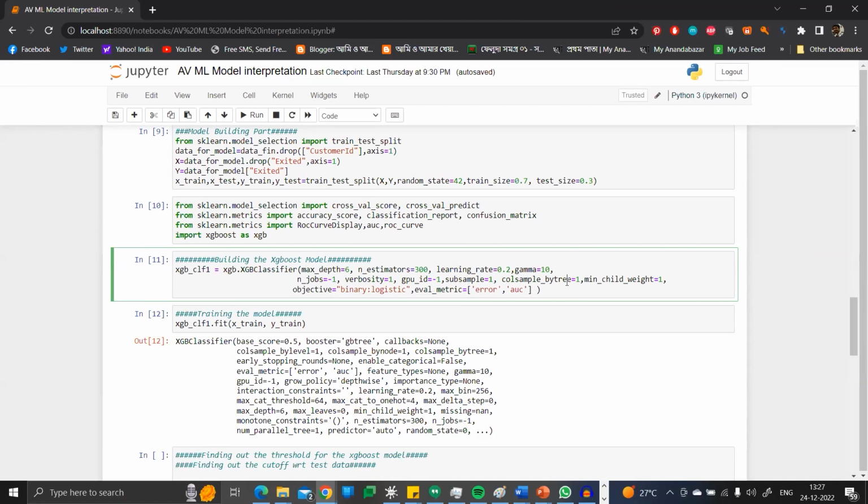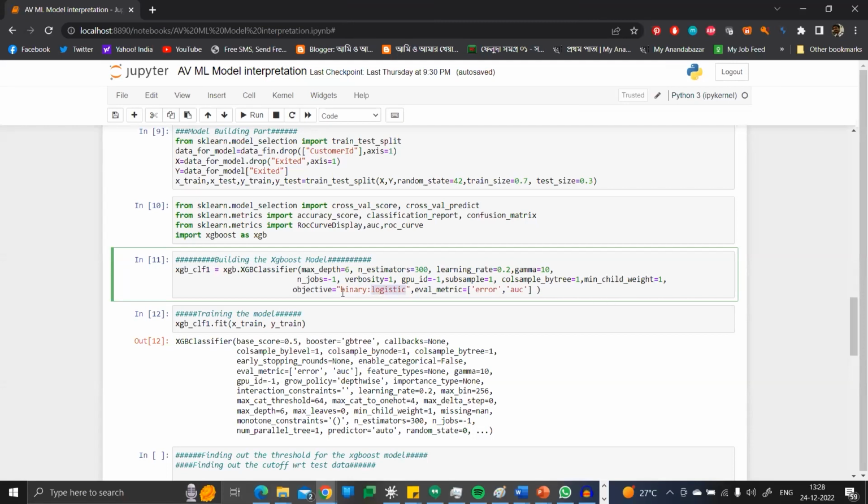Column sample by tree is the same as subsample, but column-wise: how much sampling you want to do on the columns. Minimum child weight is how many minimum observations you want in a node from the data. So these are the parameters. If it is very low, the model can try to learn a lot of relationships, but it may overfit as well. So that is the thing.